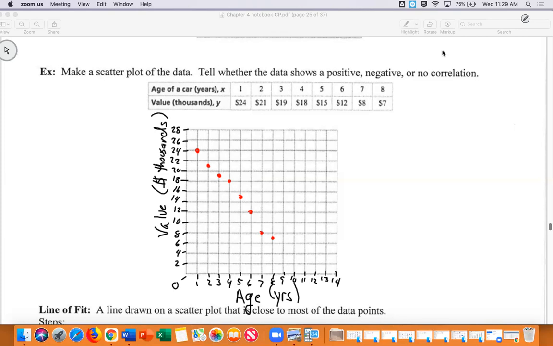So, Grace, when we're looking at these points, they're pretty much in a line, right? They're pretty close to being in a line, and that's what I expected to see. We talked about at the beginning with Mike that as the years I own it went up, the value went down. And that was what, Ava? Negative correlation.